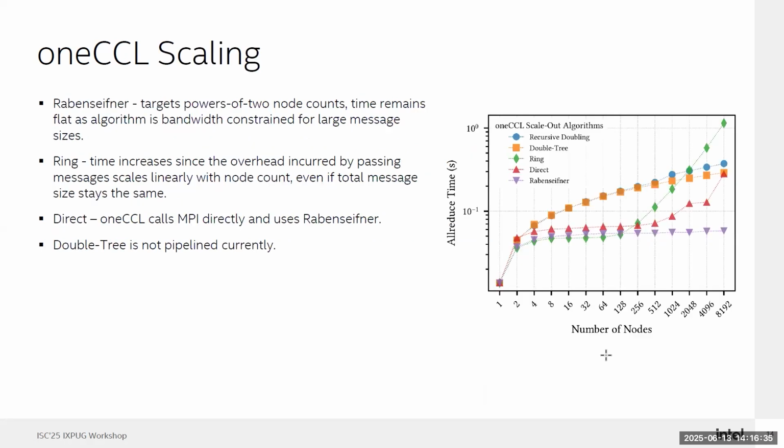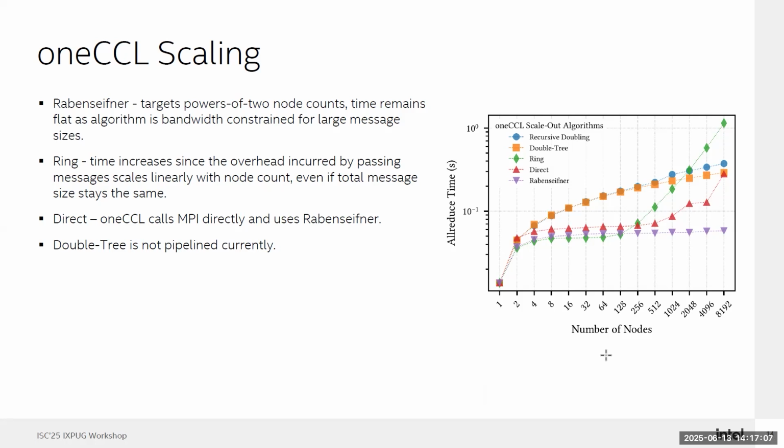So this was a measurement on Aurora, up to 8,000 nodes. It's a little challenging to collect data on a large number of nodes because you need a reservation that large, and a large reservation is a little hard to come by. The one that performed best is the bottom one, which is Raven-Sapner, and this one is optimized for power of 2.